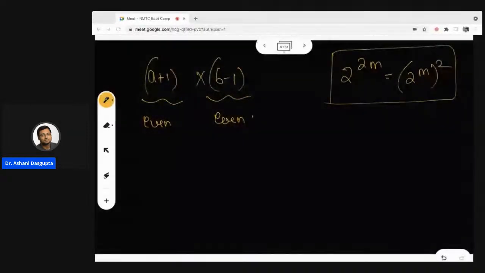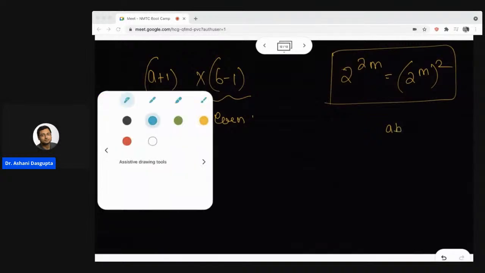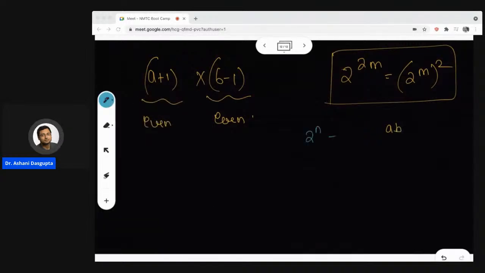Sir, I don't think this would be true, because if we take a as 3 and b as 3, you get 4 into 2, you get 2 cube. Okay, but remember how AB was formed in the first place. We cannot take any AB. AB is 2 to the power n minus 1. So this AB is coming from there.